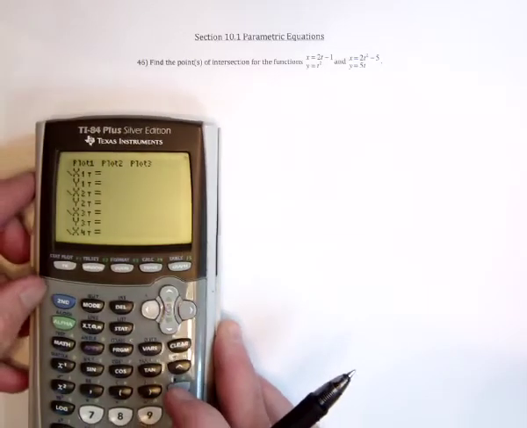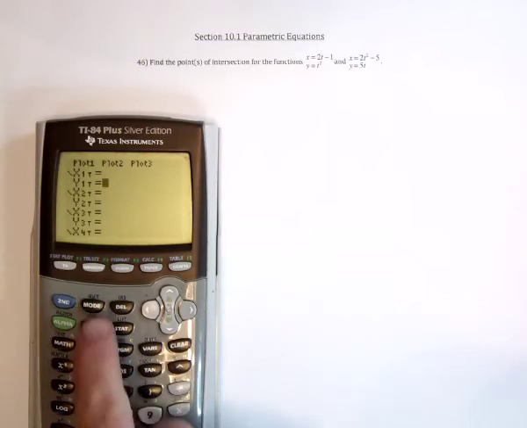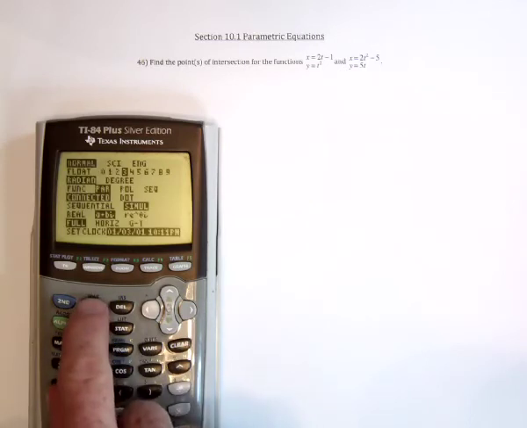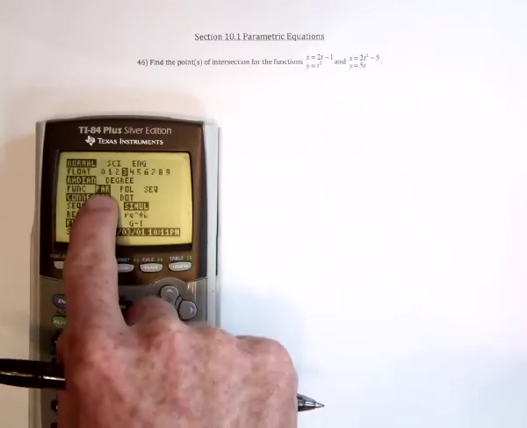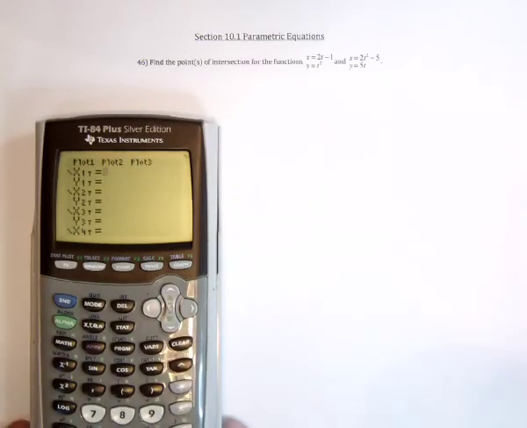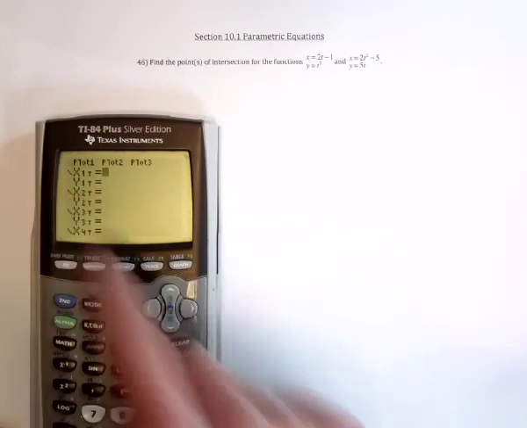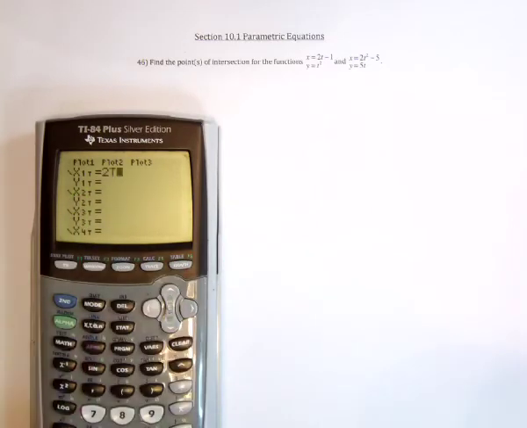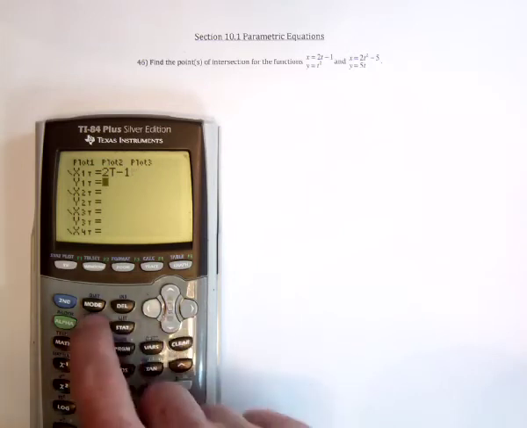Equations, let's go ahead and take a look at the graph first of all. So make sure that you change the mode right here to be parametric for graphing. Then when you go to y equals, it's going to say x equals and y equals for the first function. So that's going to be 2t minus 1 and then t squared.